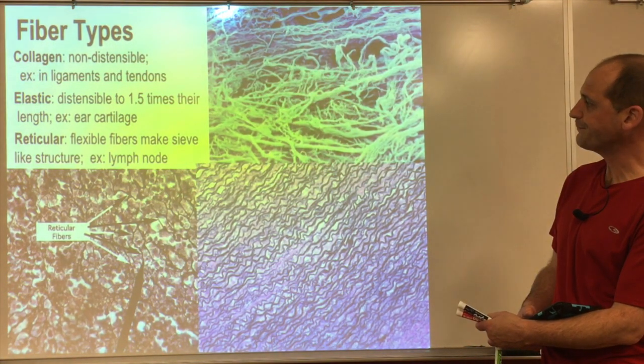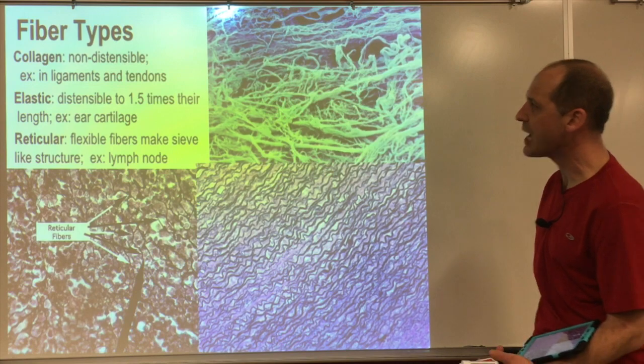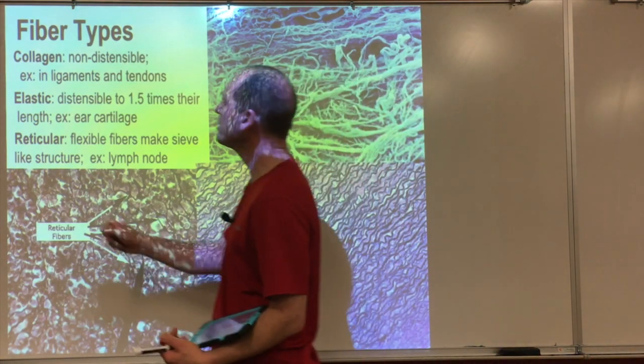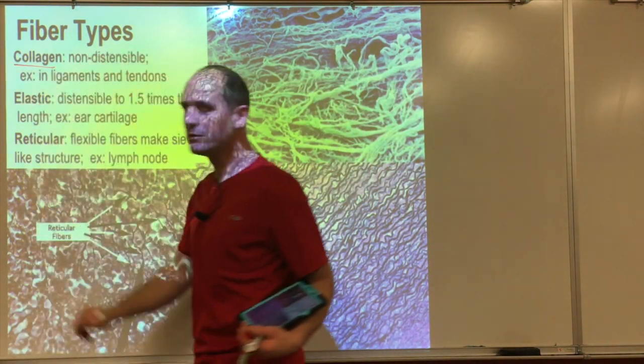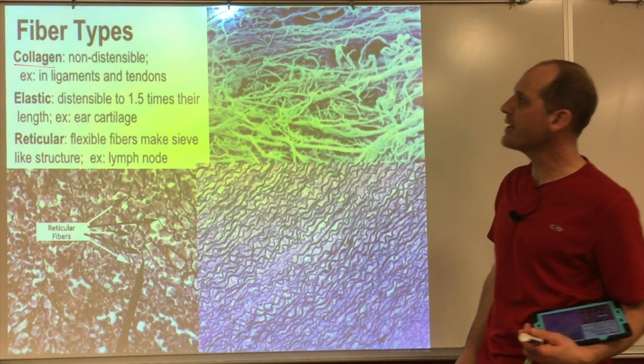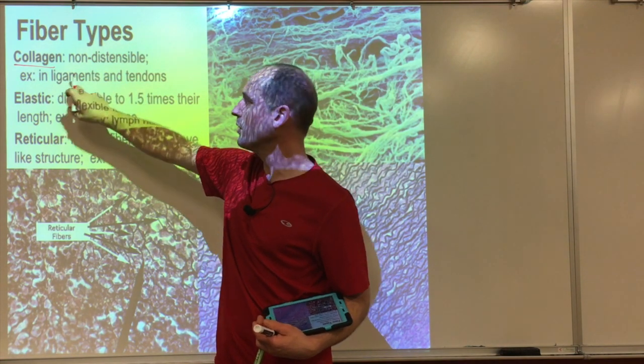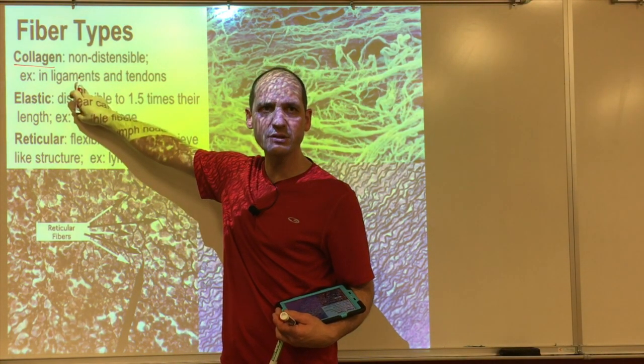Look at all this stuff. So first, let's talk about fibers. We have 3 different fiber types we talk about. We have collagen fibers. Those are steel. They are as strong as steel or stronger. They are non-distensible. You cannot pull them apart, like your ligaments and your tendons.